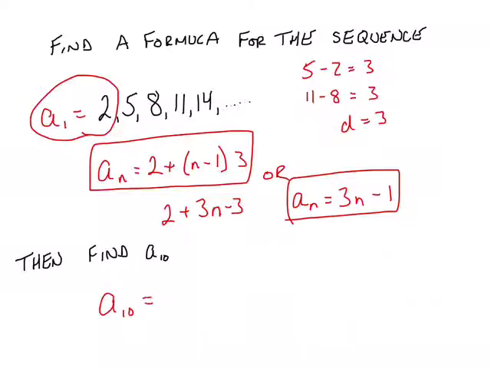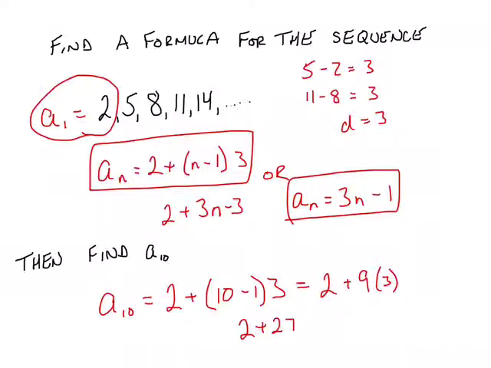If we plug in our a sub 10, we have 2 plus 10 minus 1 times 3. Or if you think about it this way, you're going to start at 2 for your first term, and to get to the 10th term, you're going to need to add 9 common differences. That's how that formula works. And that's how we find out that a sub 10 is 29.